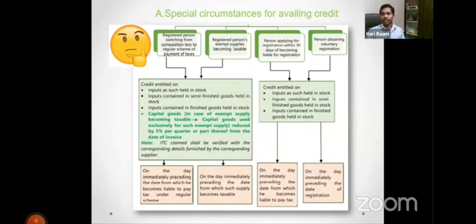The last two cases are persons availing registration within 30 days of becoming liable, and voluntary registration. First, we completed these two. What all can be credited? All inputs in stock, semi-finished stock, and all finished goods held in stock. Okay, what all is to be credited, we understood. When do we get the credit? On the day immediately preceding the date of becoming liable to pay tax or get registered.